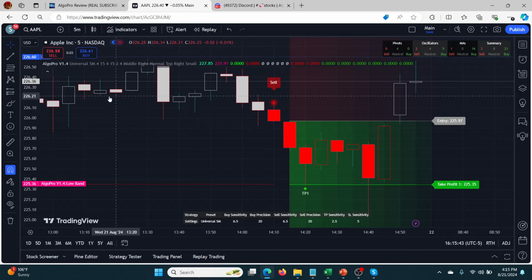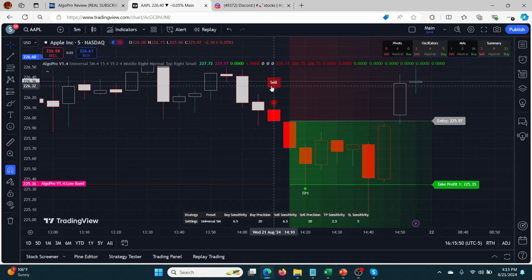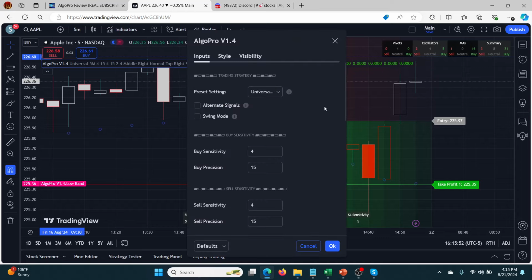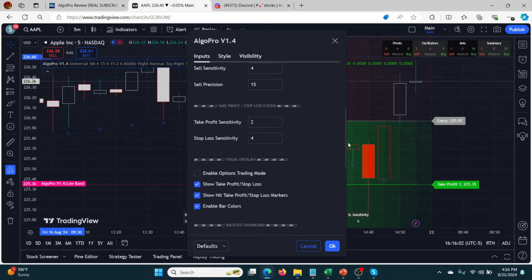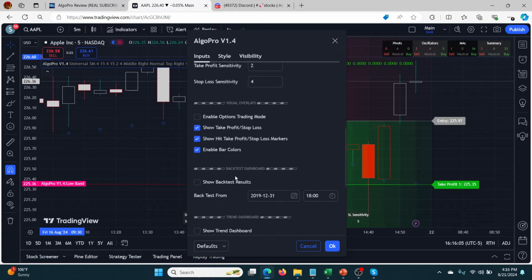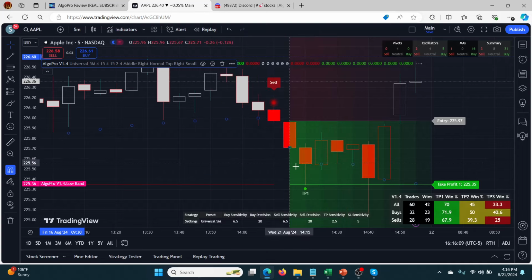It takes all the work out of AlgoPro. Now, this does actually work pretty well. You can do the back testing on it. So version 1.4 has back testing, which is really nice. So you can see how things have performed before. You can do different signals here, like alternative signals, swing mode. But there is a backtesting thing in here somewhere. Let me have a look. Show backtest results. So it's kind of cool. You can add this to the whole thing.